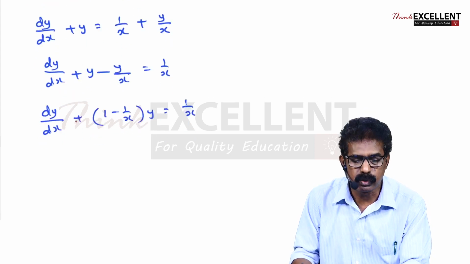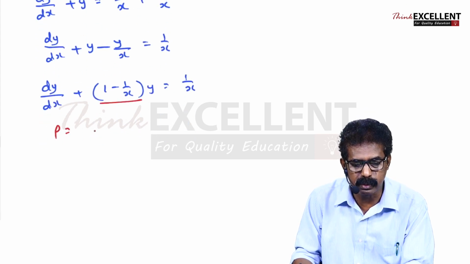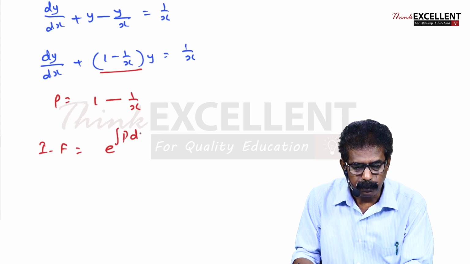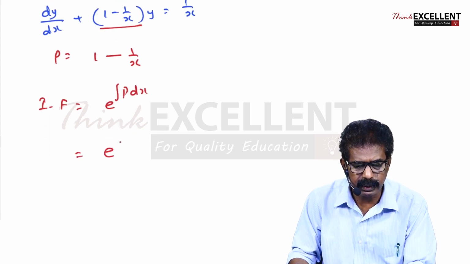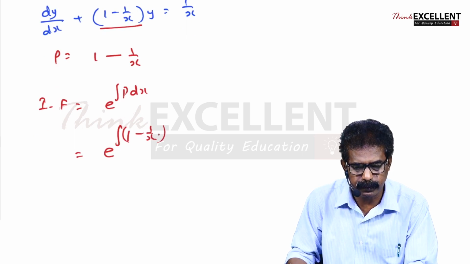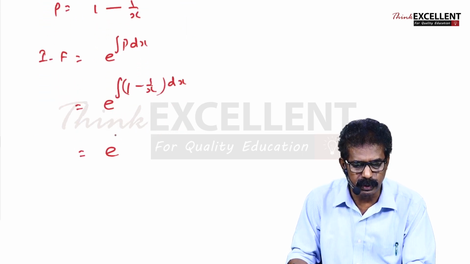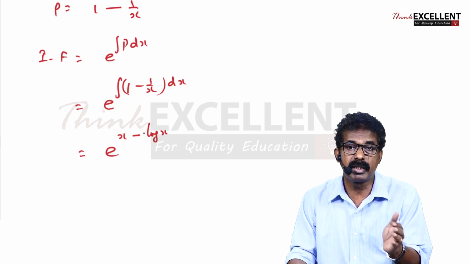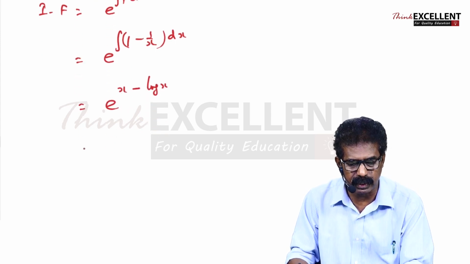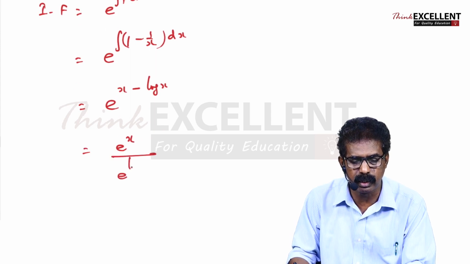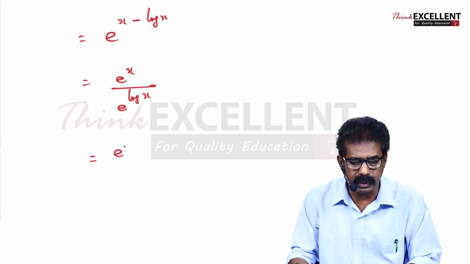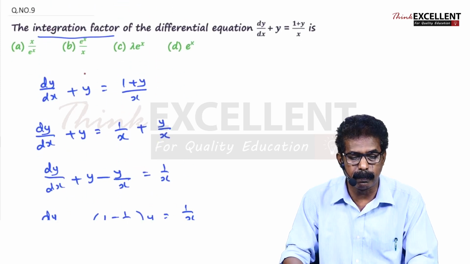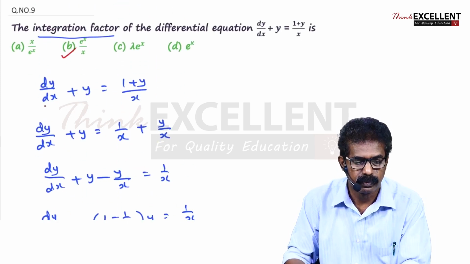Only the integrating factor is asked, so p is 1 minus 1 by x. The integrating factor is e raised to integral p dx. So you are getting e raised to integral of 1 minus 1 by x dx. That is e raised to x minus log x, since the integral of 1 is x and of 1 by x is log x. Using a raised to m minus n equals a raised to m by a raised to n, you get e raised to x by e raised to log x, and e raised to log x is x. So your answer is e raised to x by x, and that is the second option. That is question number 9.